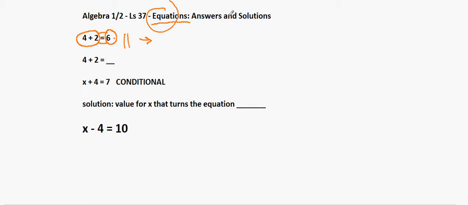Equations. Finding the answer and solution can be interesting. There's such a thing as a false equation, right? I can actually say 4 plus 2 is 3. It doesn't mean it's true. It doesn't make it so. This is what we call a false equation, versus this, which was a true equation.